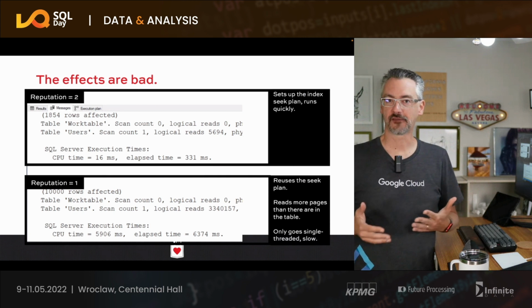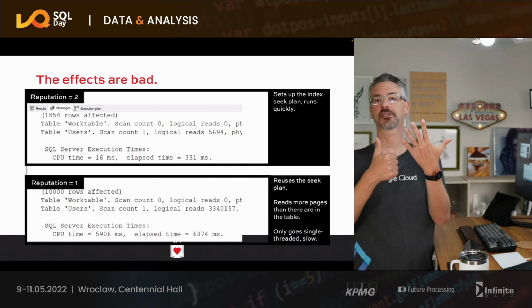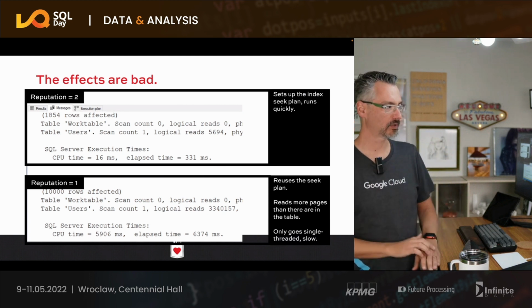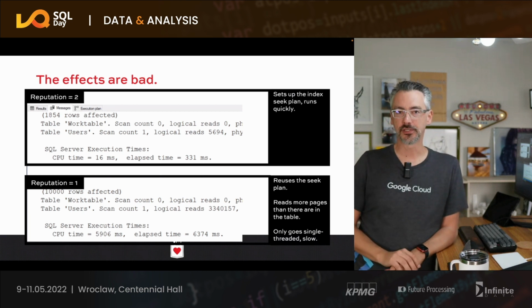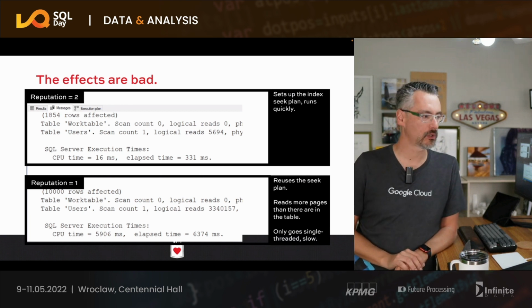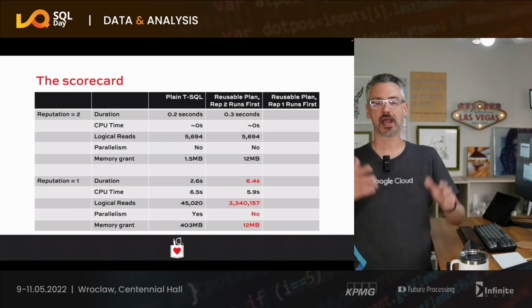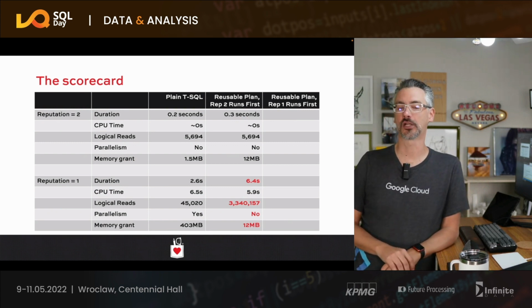So because of that, if it needed 6 seconds worth of CPU time, it took all 6 seconds to get that time. Plus, look at the number of logical reads. We're reading more 8K pages than there are in the table. We're reading over 3 million 8K page reads out of an object that's only got like 45,000 pages in it altogether.